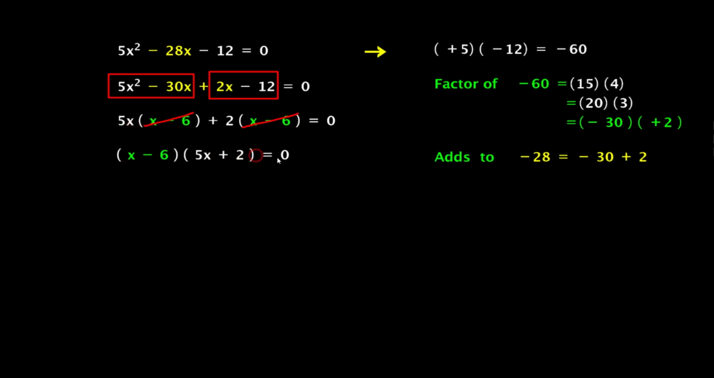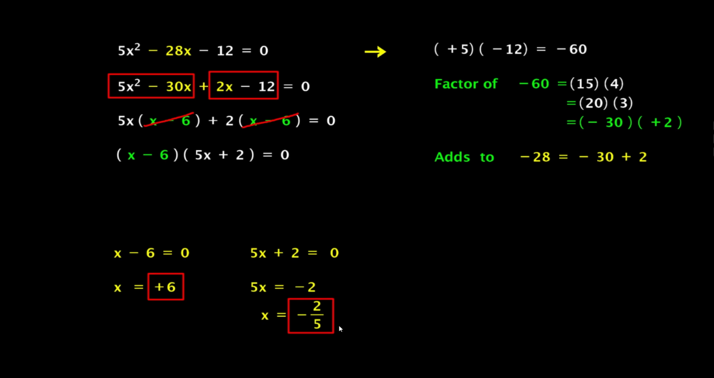These are the two factors equals 0. So when x minus 6 equals 0, move the 6 to the other side, make it positive. Positive 6 is one of the values. The other value is going to be a fraction. When 5x plus 2 equals 0, move the 2 to the other side, 5x equals negative 2. Positive 2 becomes negative. Divide both sides by 5. So if I divide the left side by 5, it's going to be x, and the right side is the negative 2 divided by 5. It's negative 2 over 5. These are the two answers for this quadratic problem.